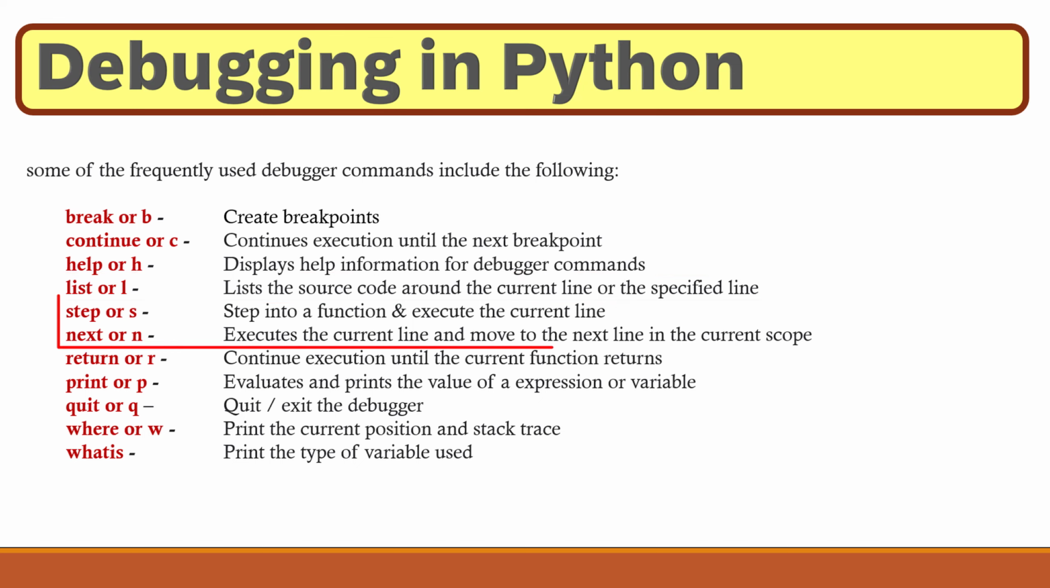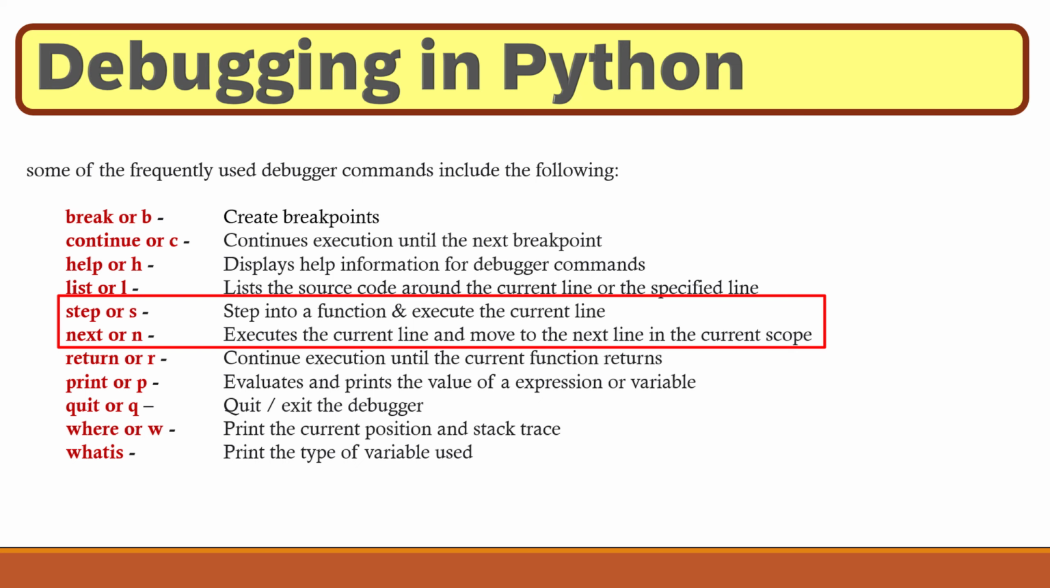Then there's step and next. The step command executes the current line of code and enters into any function called on that line. So it allows you to dive into the function and debug it line by line. So you will actually be debugging the function line by line.